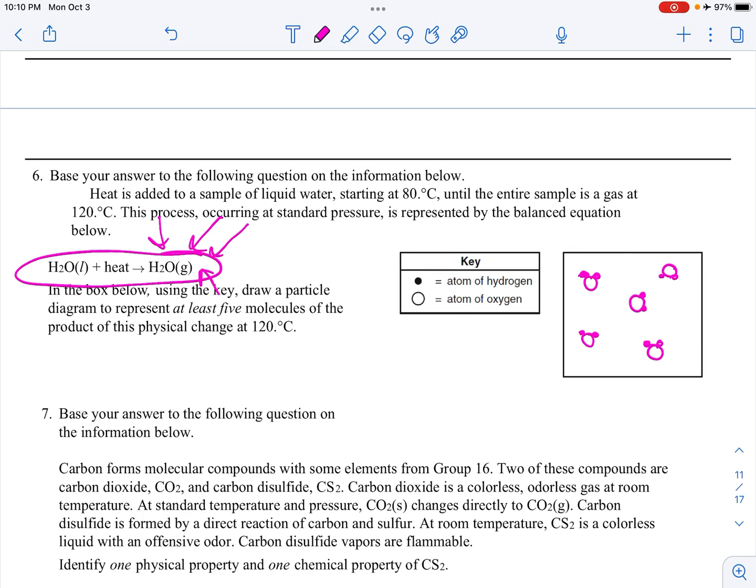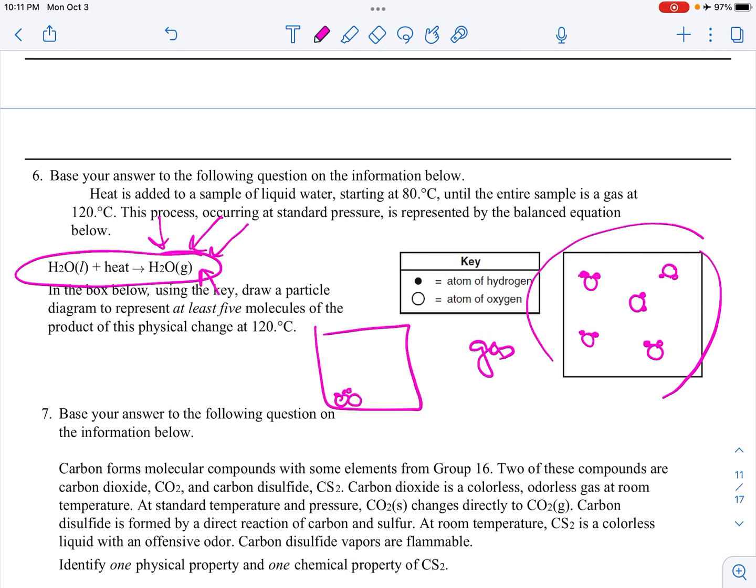So why did I draw them in that fashion, taking up the whole box? It's because it says gas phase. Gas phase would take up the whole box. If we had a solid, it would be at the bottom like this, solid. But it said gas, so you're going to have them taking up the whole container. All right.